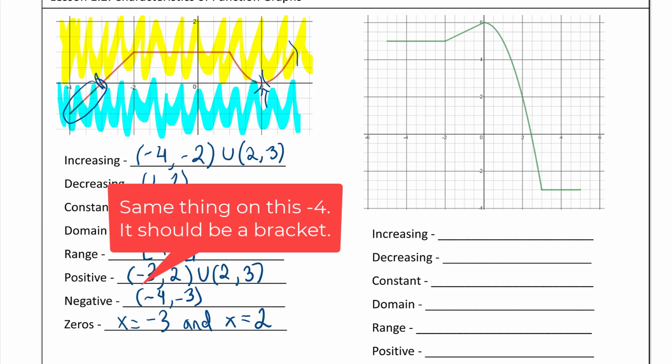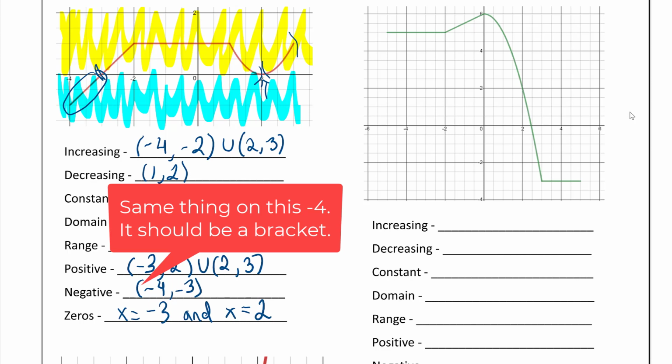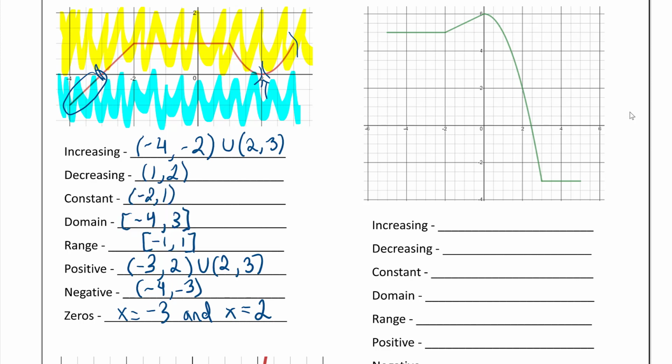We're going to do this again on the next one over here on the right, and then we're also going to do one more but add another concept in as well. All right, let's look at this graph on the right. So we're going to answer the same questions: increasing, decreasing, constant, domain, range, positive, negative, and zeros. And this is doing kind of similar things in a way.